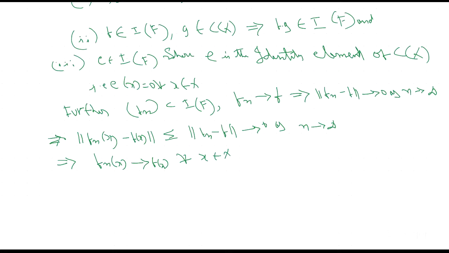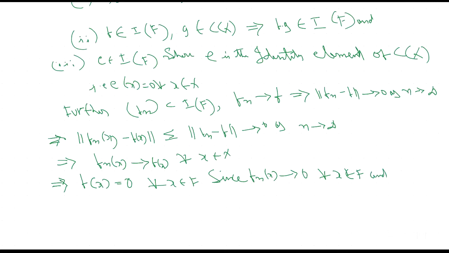That implies f of x equal to 0 for all x belongs to capital X, since Fn of x tends to 0 for all x belongs to F, and n equal to 1, 2, and so on. So f belongs to I of F.